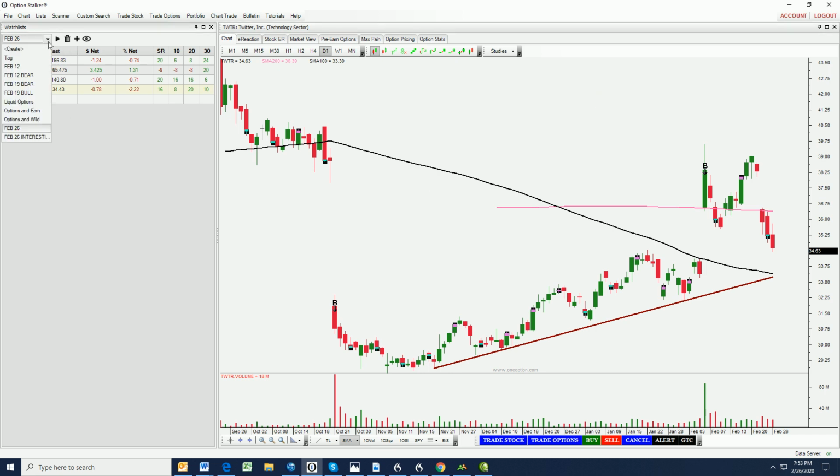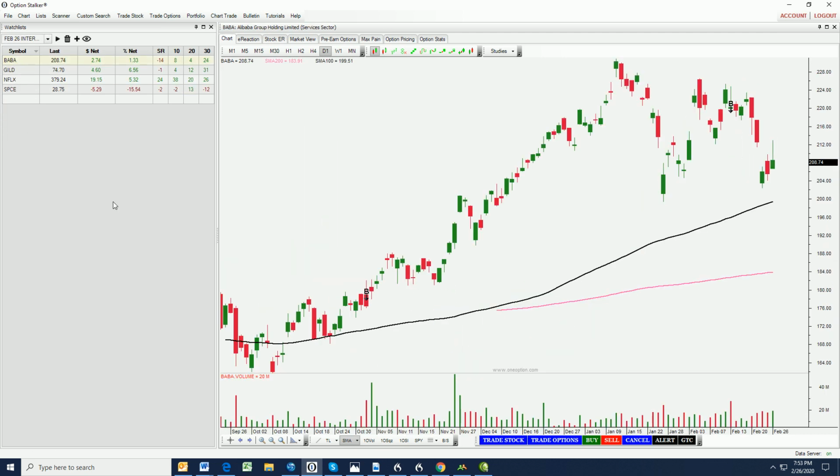So I'm going to go into the February 26th and take a look at the interesting, that's how I labeled it, BABA. I like BABA and I like this 100-day moving average right in here. So we're right at that $200 strike price. And you can see that the stock did pull back a little bit this week, but look what it did the last 3 days when the market was down so much. Boom, boom, boom. It doesn't care.